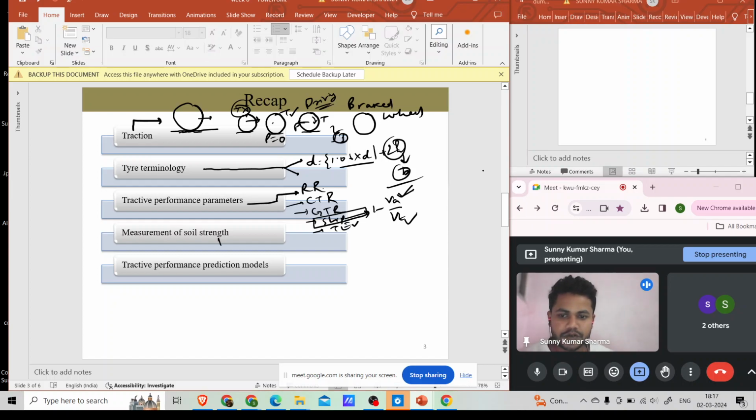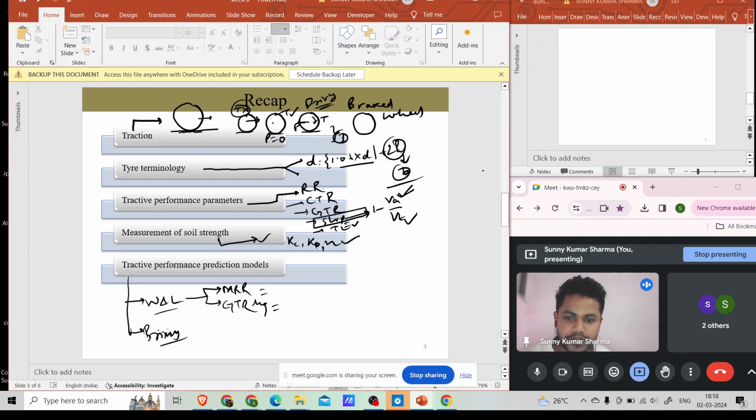Then measurement of soil strength, we already discussed how to calculate Kc and Kphi, and then tractive performance prediction models we have discussed, in which we discussed two types of models. First is residual width and second is bekker. In residual width, we had two formulas, one for motion resistance ratio and one for gross traction ratio. That is, what is the motion resistance ratio for the given residual width?